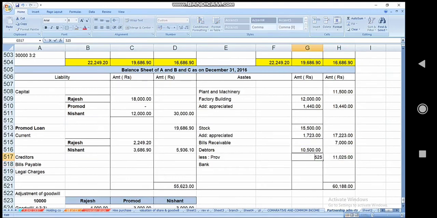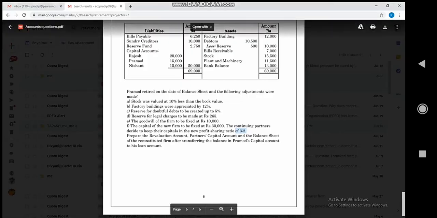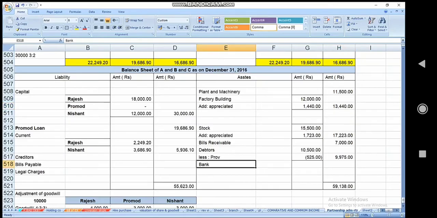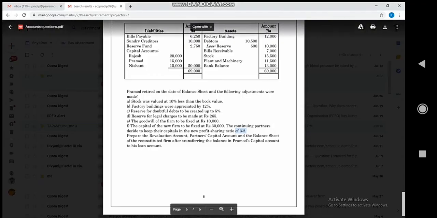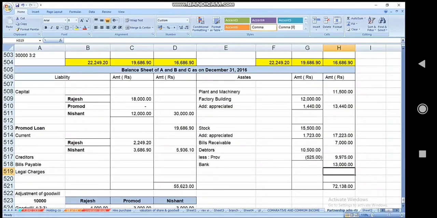And the bank balance, there is no change in the bank balance, so as it is, it comes from the balance sheet. The bank balance is 13,000. So the asset side is complete.